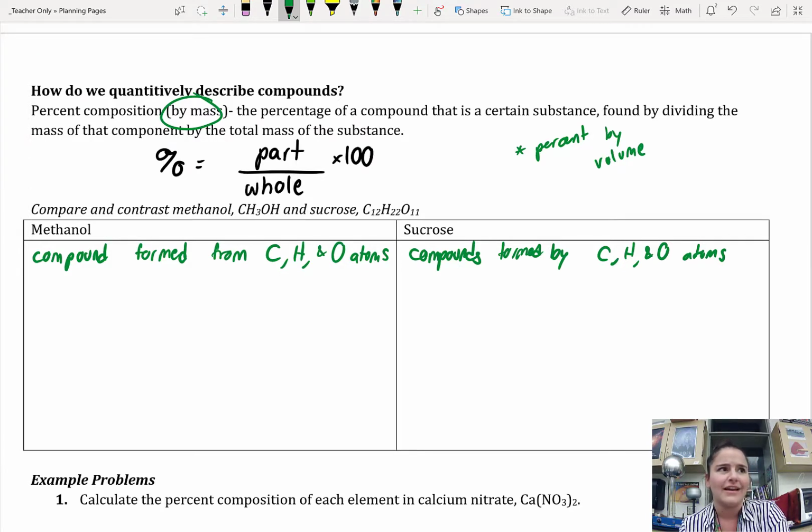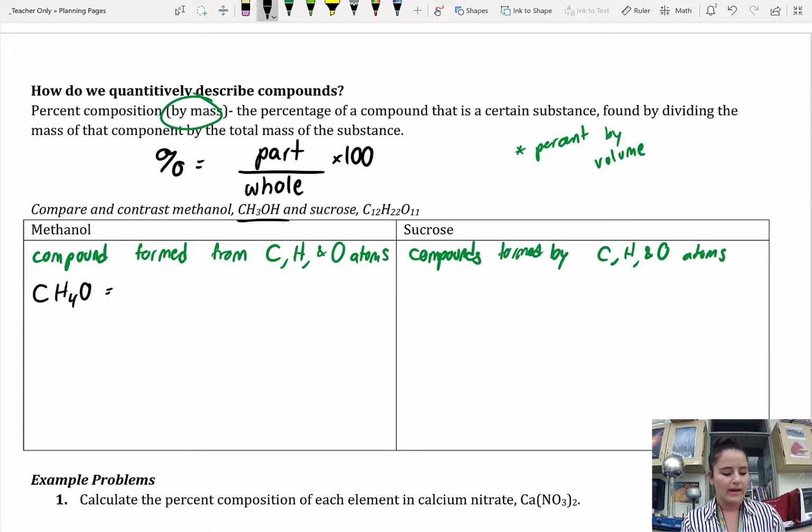But methanol is a non-drinking alcohol. It's used to make like cleaners and solvents and stuff like that. And sucrose is table sugar. Okay, so these are very different compounds chemically because of what they're made of. And we could go ahead and look at their mass percentages to figure out a little bit more difference between them.